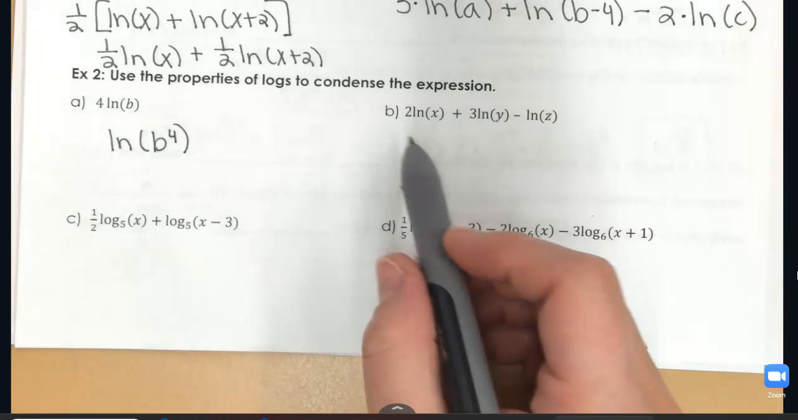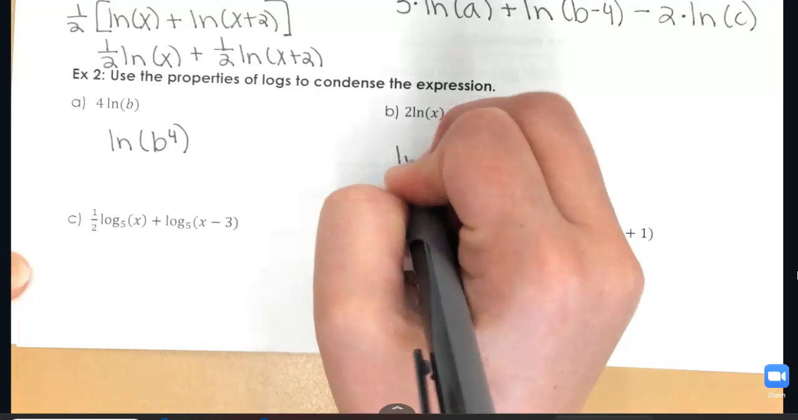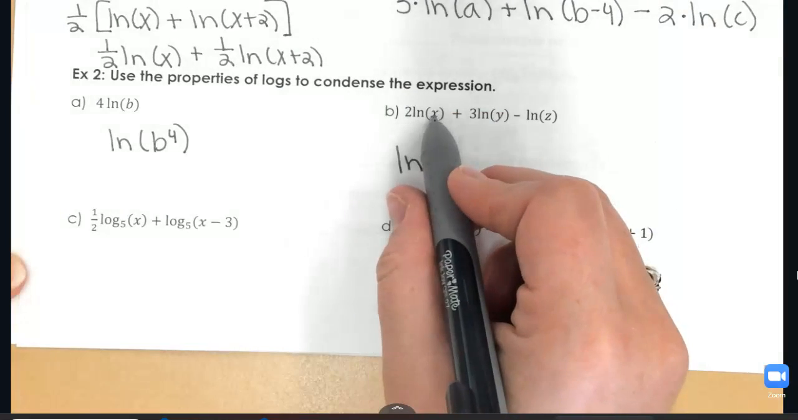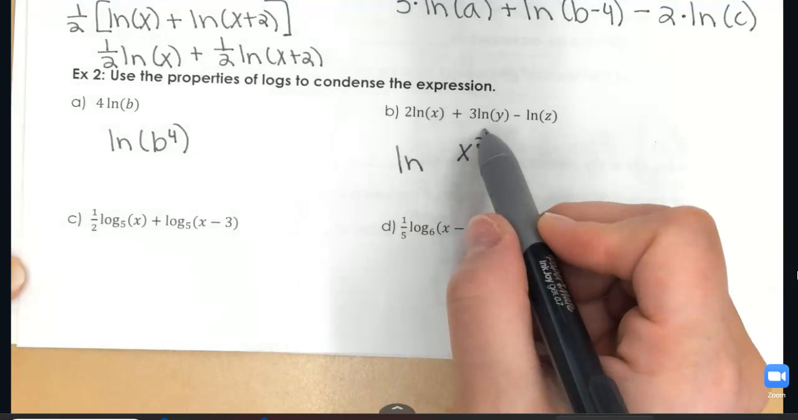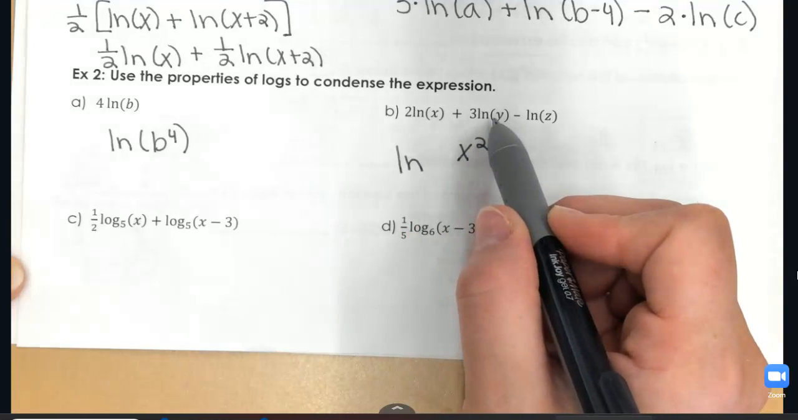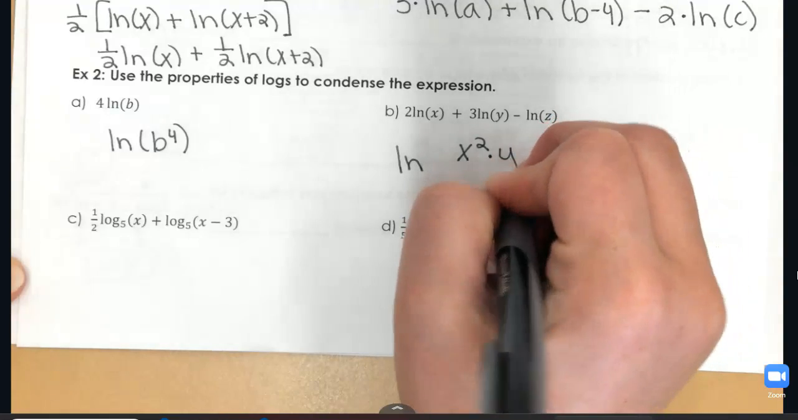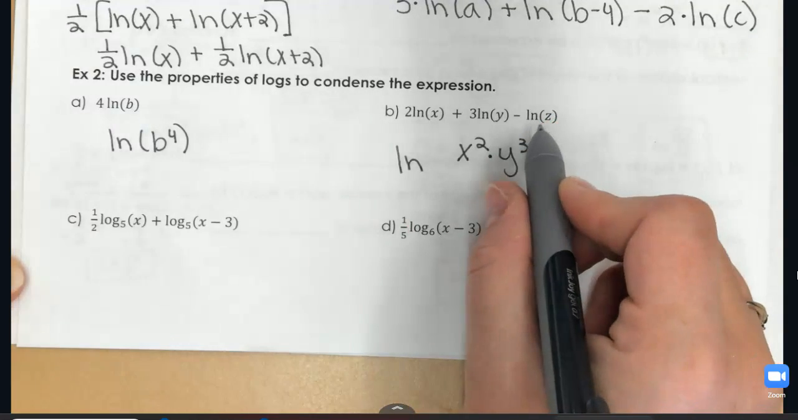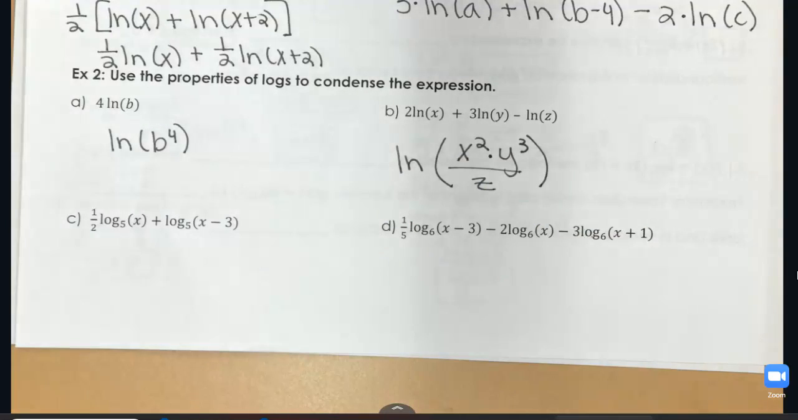On b, we've got 3 things. We'll go one at a time. I'm going to have natural log, 1 log. The 2 natural log of x means that this was x squared. That's being added here, so I know I'm going to multiply by whatever the next term is. And if it's 3 natural log of y, that means that it was y to the 3rd. And then finally, subtraction means that I would have divided by z. So there's my single log.